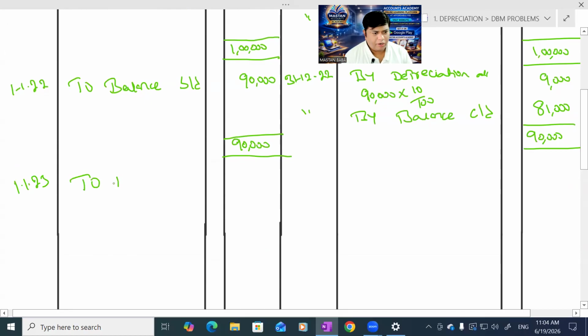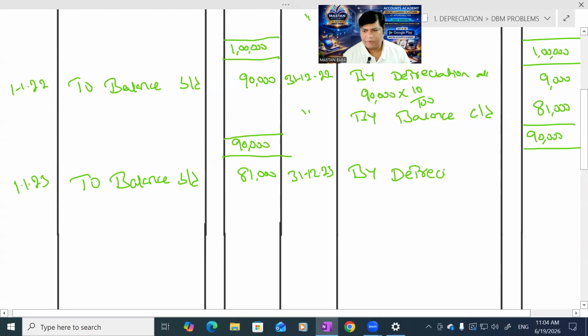To balance brought down 81,000 rupees, and 31st December 23 by depreciation account. And now on which value we have to calculate, on 1 lakh or 90,000 or 81,000? Simply, what is the balance of the asset as on today is 81,000. So you are supposed to calculate on 81,000. That's it. That's the mechanism of the calculation of the depreciation under DBM.